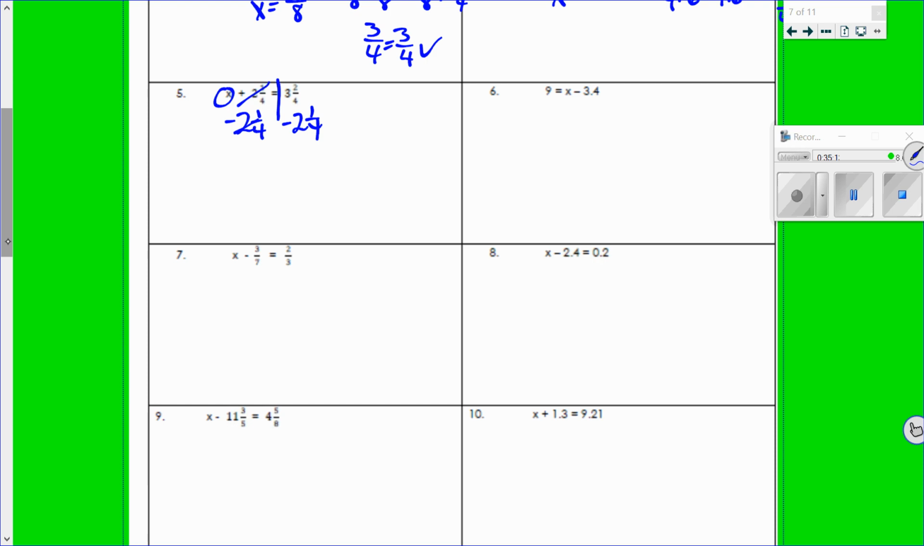Again, 4 and 3 is 12, plus 2 is 14. So I have 14 fourths. 4 times 2 is 8, plus 1 is 9. 14 fourths minus 9 fourths gives us 5 fourths, which I can now turn back into a mixed number, 1 and 1/4.